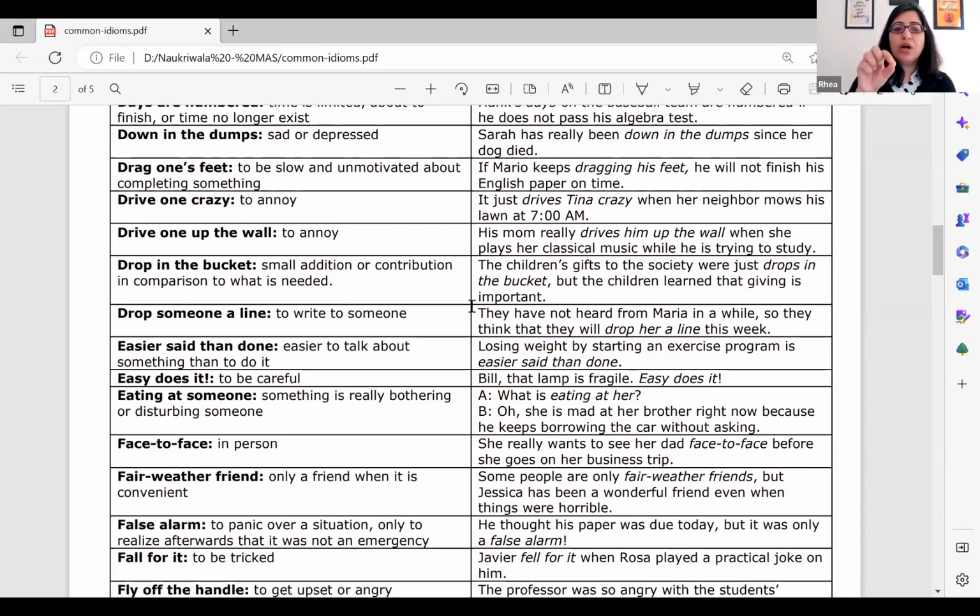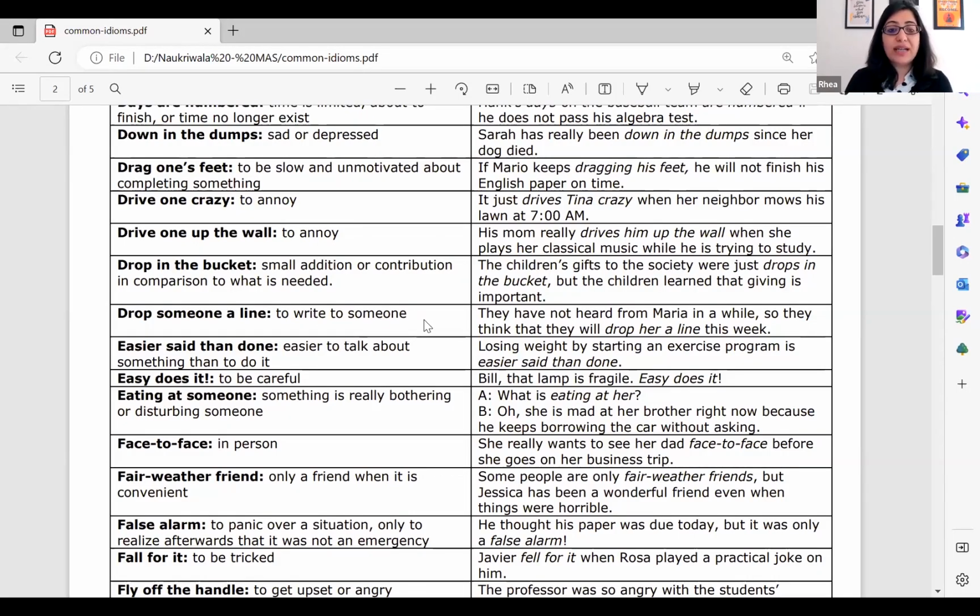It's like a small contribution in comparison to what is needed. So, for example, the children's gifts to the society were just drops in the bucket, but the children learned that giving is important, which means that they just made a very tiny contribution. But again, in this sentence, it means that they made a tiny contribution, but they learned the lesson that giving is important. So drop in the bucket is like a chota sa boon, like a very tiny contribution.